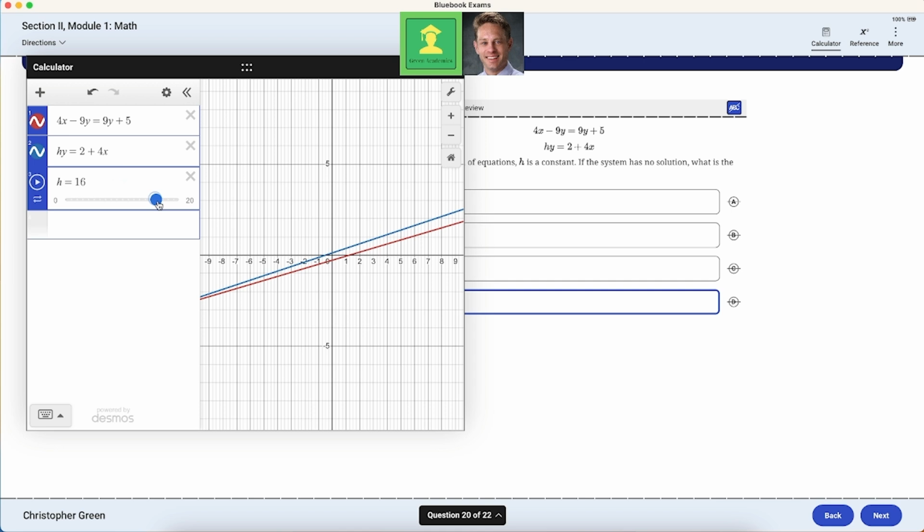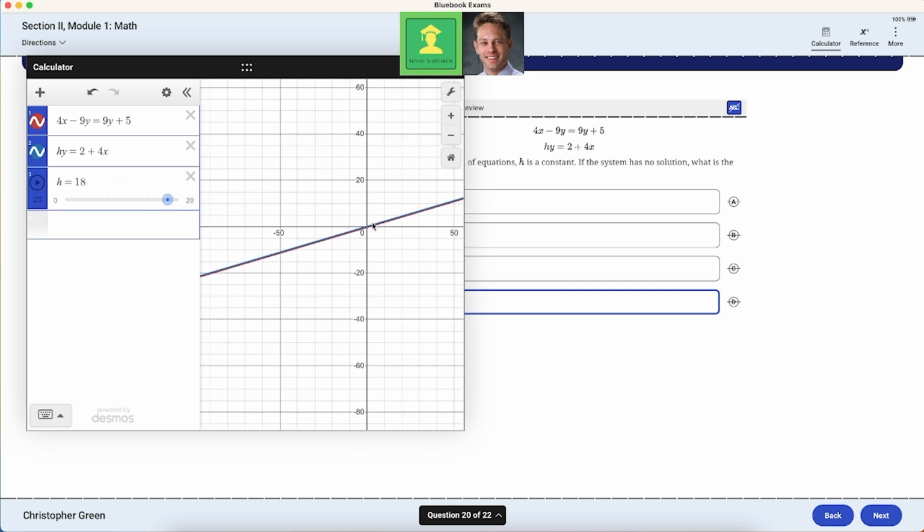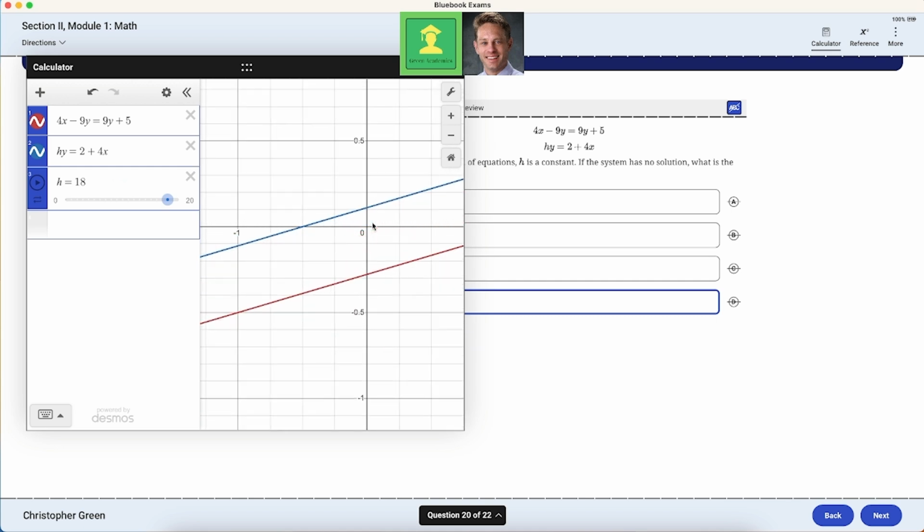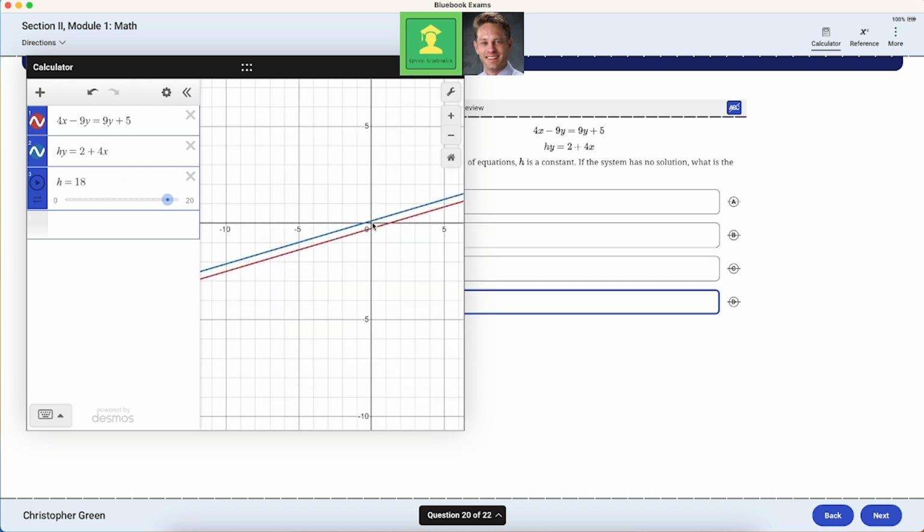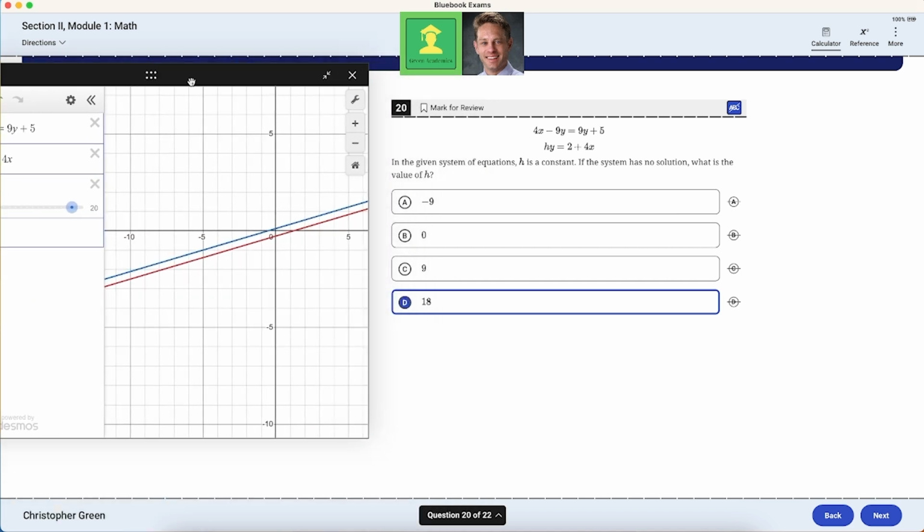You can tell that when you get to 18, it looks like it locks. Yeah, it locks to be perfectly parallel. Probably recommend doing it by hand, but this is an amazing feature of Desmos.